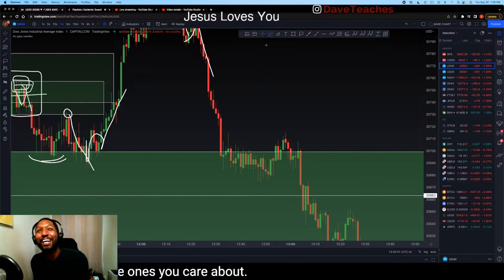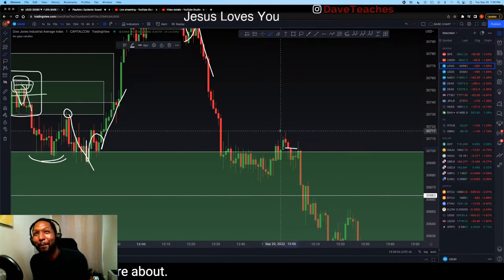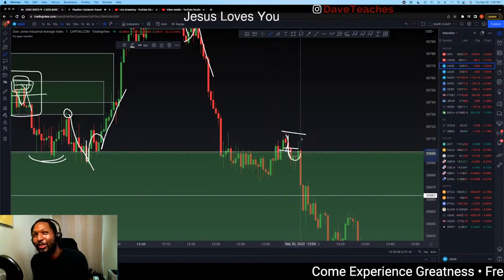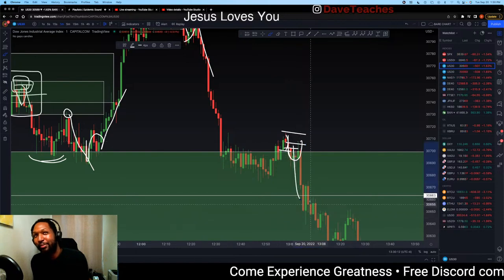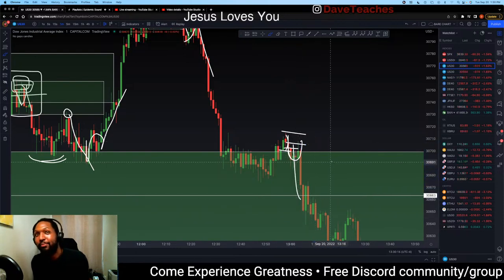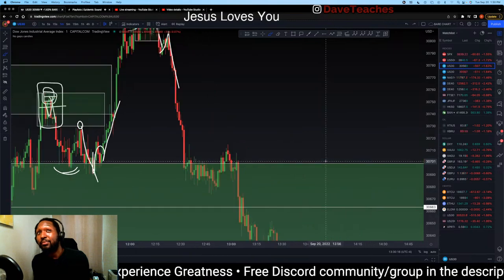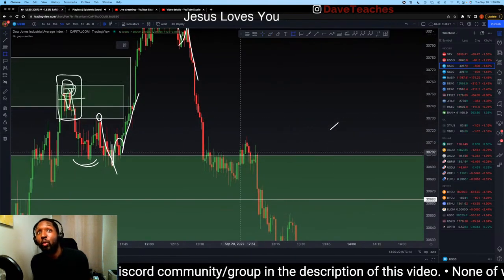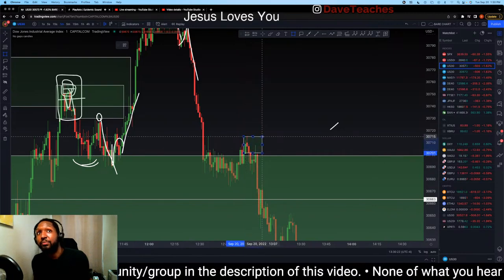So look, here we go. We got another entry here. Look, bam. Here's the last up candle. We shifted structure to the downside right here. And what did price do? Come back and tap into the area and short. Right here, short. Same thing. What did price do? Come back and tap into this area and short.